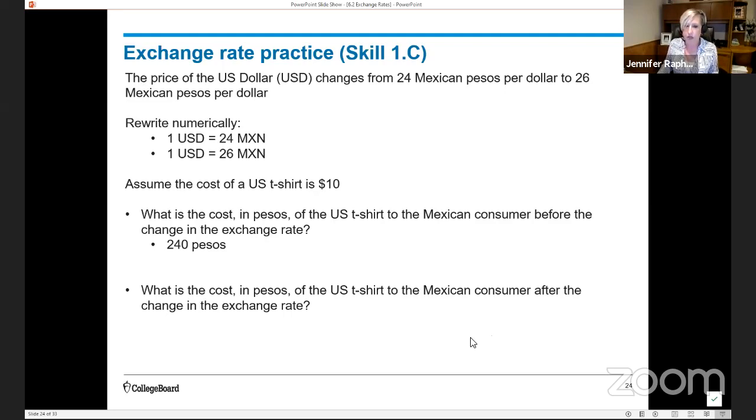Well, can you do the same thing? So when it's $10 and it costs 26 pesos to buy $1, it's going to cost 260 pesos to buy $10. So that shirt now costs 260 pesos. It got relatively more expensive. The price of the t-shirt did not change. It's $10. However, the number of pesos needed to purchase $10 worth of US currency has increased, which means that the dollar has appreciated and the Mexican peso has depreciated.